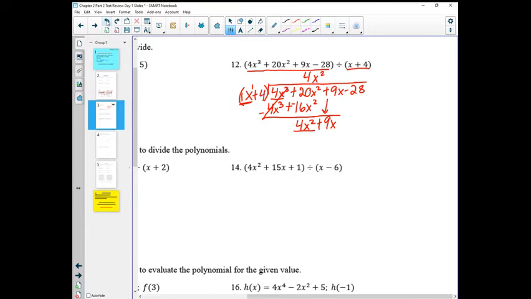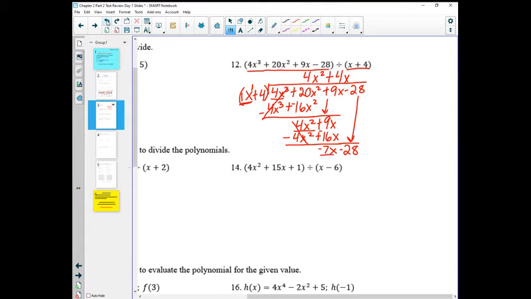4x squared divided by 1x. 4 divided by 1 is positive 4. X squared divided by x to the first is just x. Now we're going to multiply. 4x times x is 4x squared. 4x times 4 is positive 16x. Subtract by flipping both of those signs. 4 minus 4 is 0. 9x minus 16x is negative 7x. Bring down the negative 28 and start all over again.